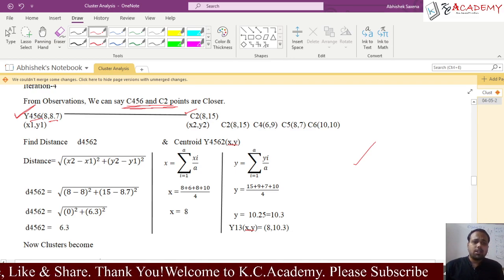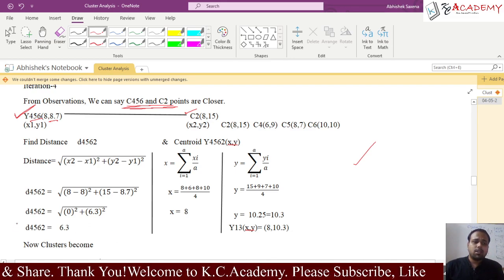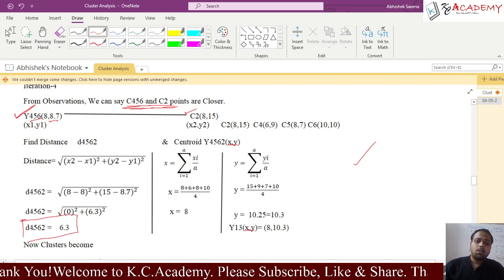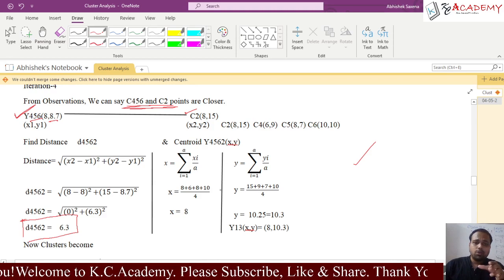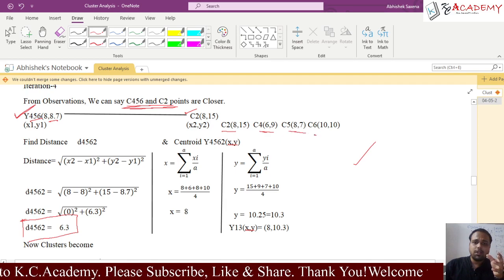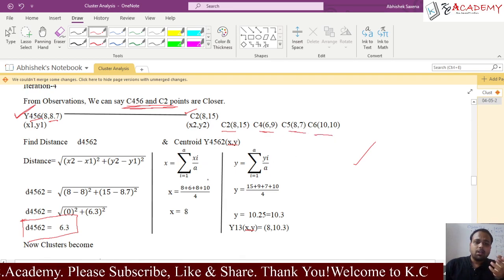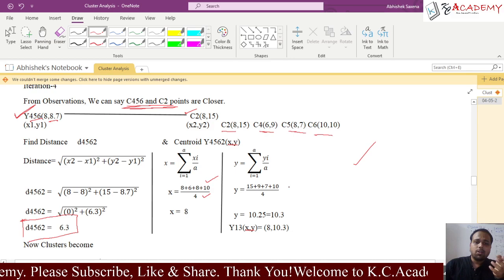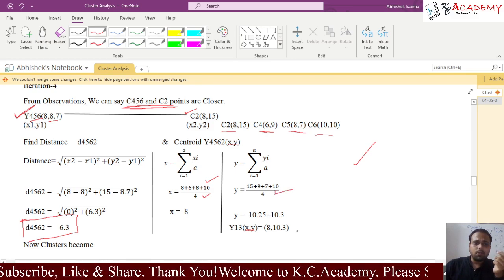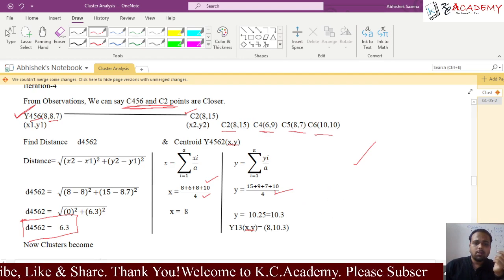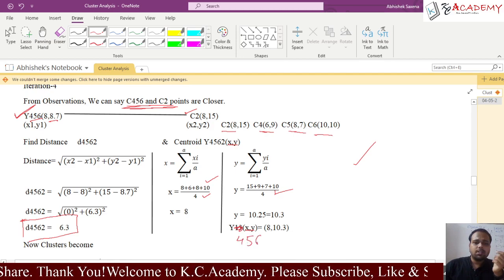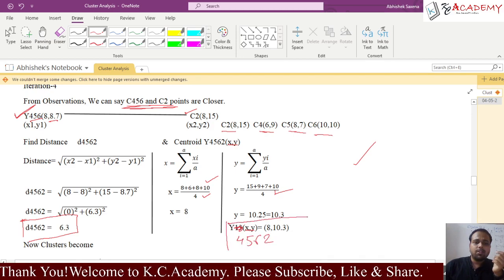Similarly, by using the distance formula, the distance D4562 is 6.3. And again for the centroid, you don't have to use the centroid; you have to use the different points: C2, C4, C5, C6. There are 4 points, so we divide by 4, adding the 4 coordinates, and then finally you will get the point, which is not y13, it is y4562.